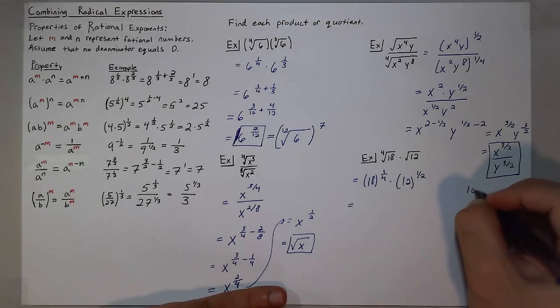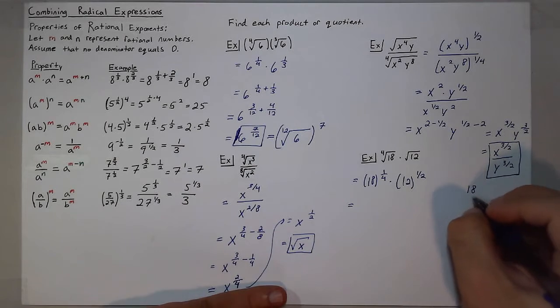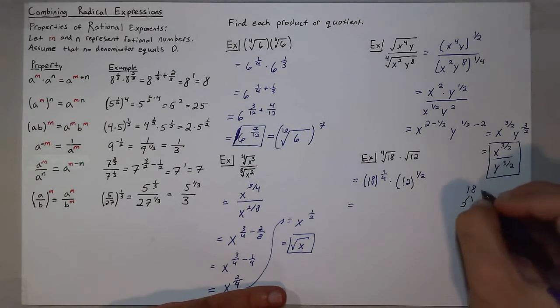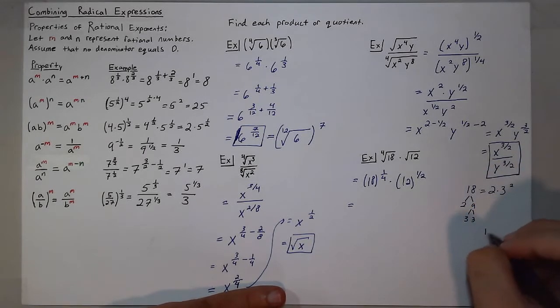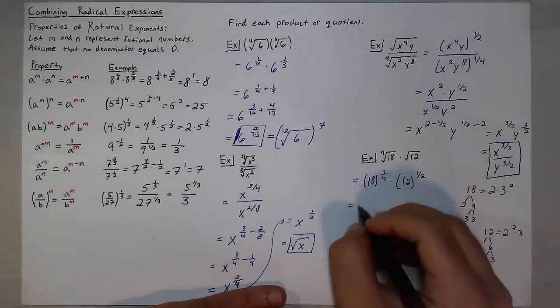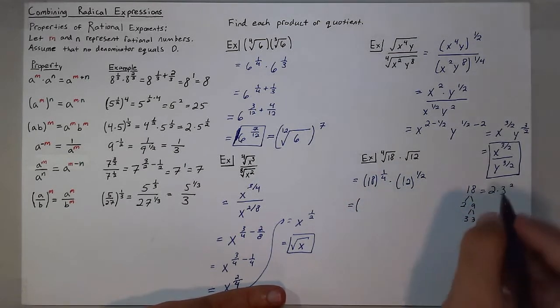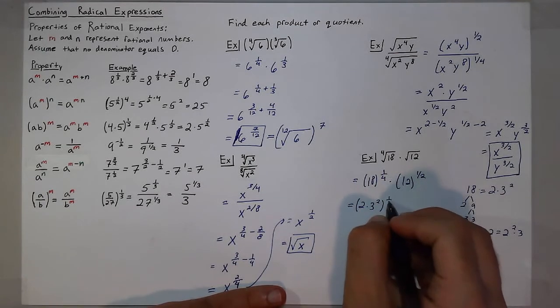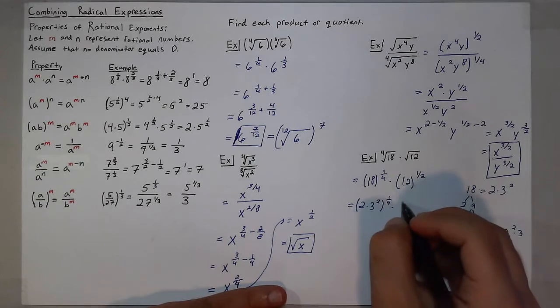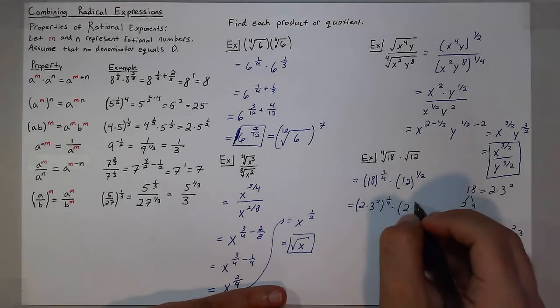So 18 can be rewritten as 2 times 9, and 9 can be rewritten as 3 times 3. So 18 is the same as 2 times 3 squared, and 12 is the same as 2 times 6. 6 is 2 times 3. So 12 can be rewritten as 2 squared times 3. Writing it this way, I'll have 2 times 3 squared to the 1/4 power times 2 squared times 3 to the 1/2 power.